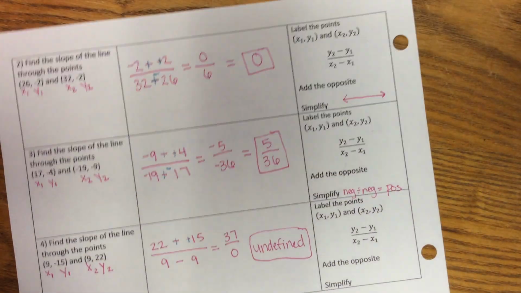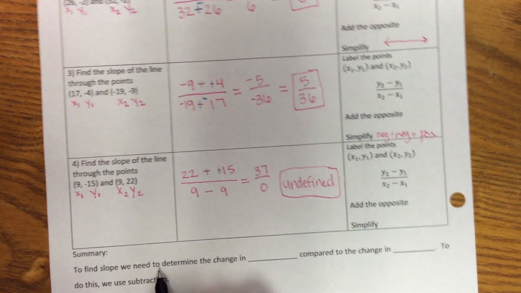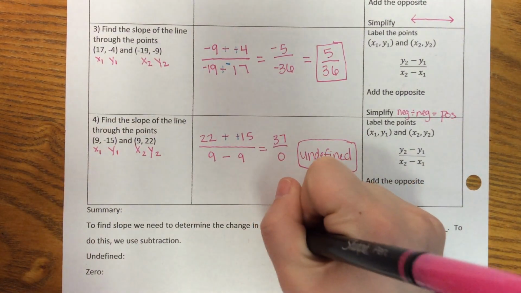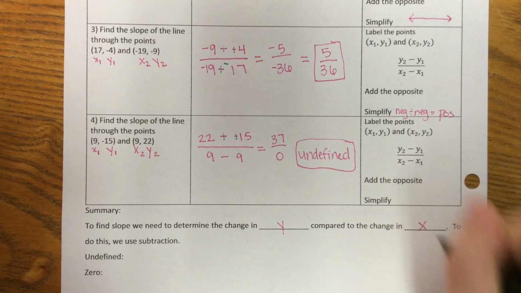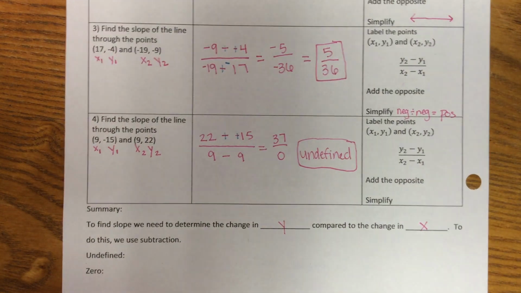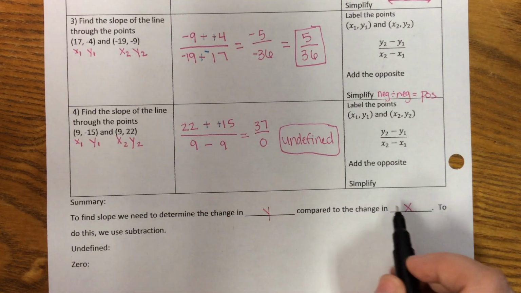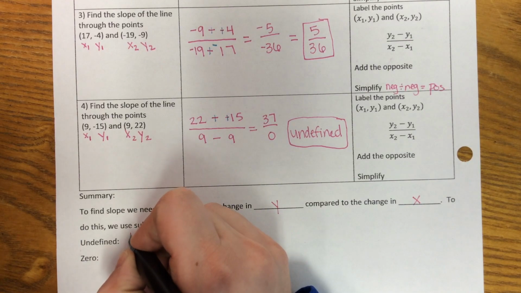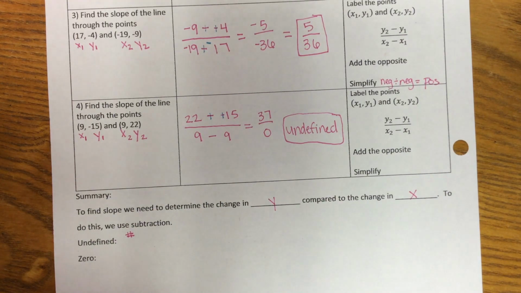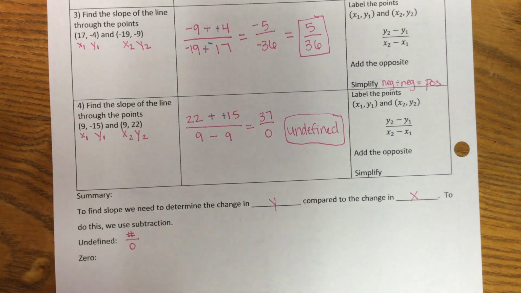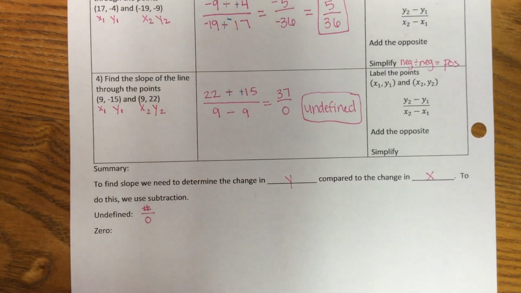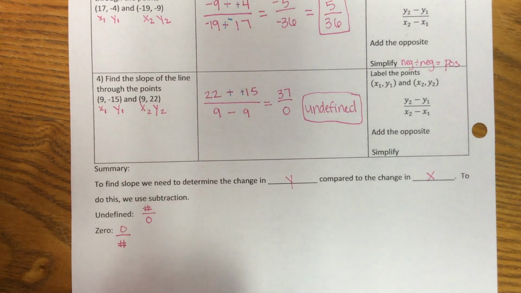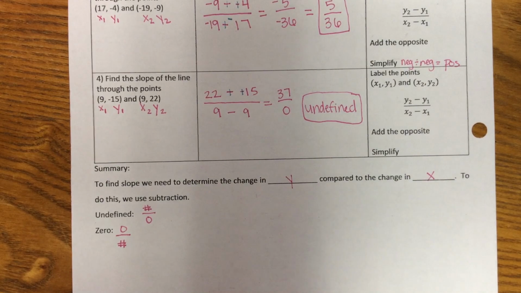So sad. Okay, anyways. So, to find slope, we need to determine the change in y compared to the change in x. To do this, we use subtraction. So that's why we subtract the y's, and then we subtract the x's. Okay? So, remember, undefined means that you have a number over 0. Okay, 0 means you have 0 on top and a number below.